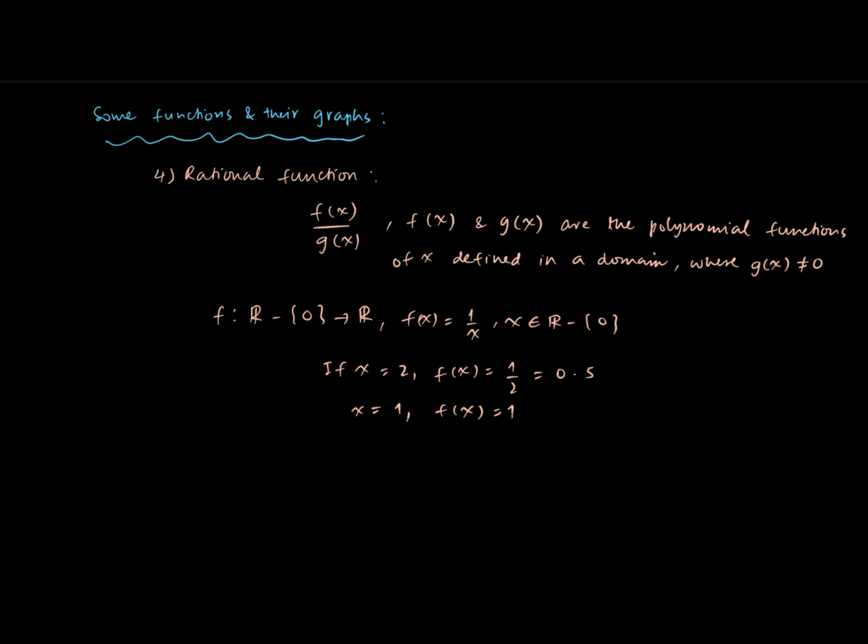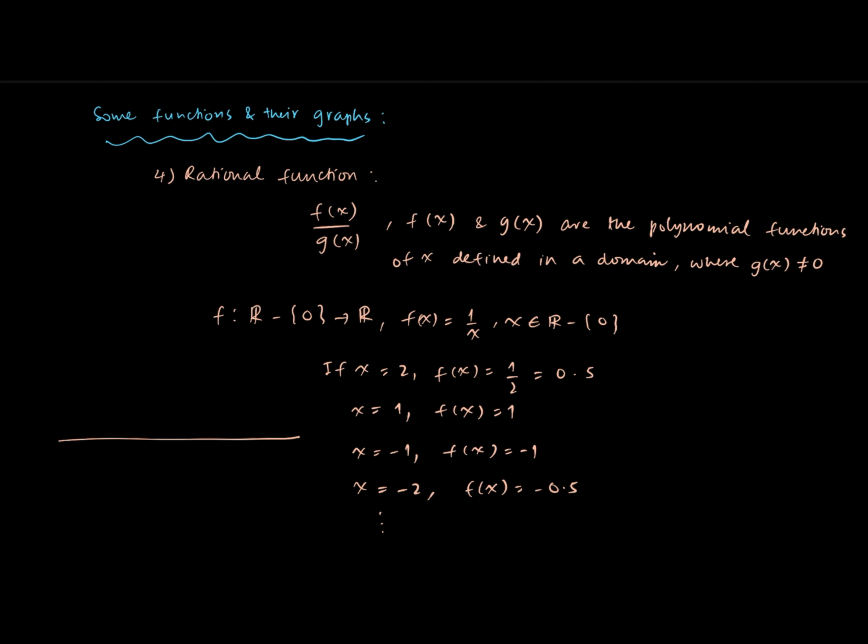Now x cannot be equal to 0. As we know, the denominator of a rational function cannot be 0. So now if x is equal to negative 1, f of x will also be negative 1. And similarly, if x is equal to negative 2, we have f of x equal to minus 0.5, and so on.